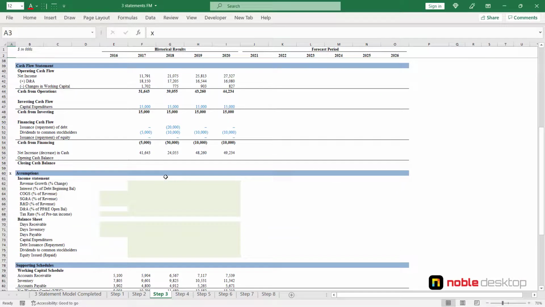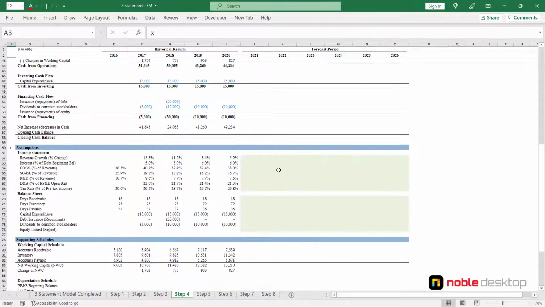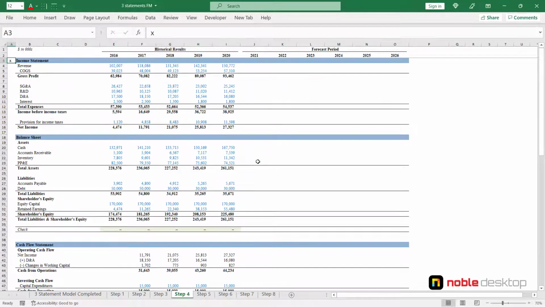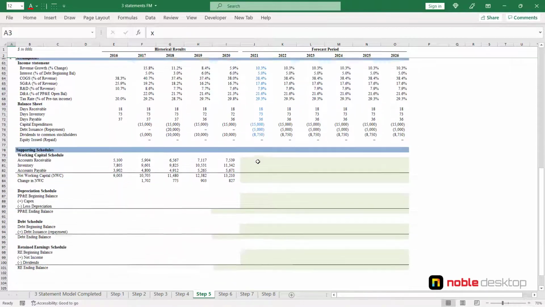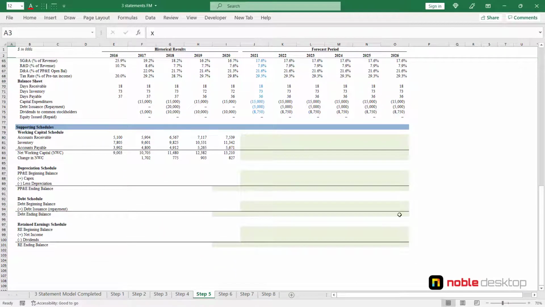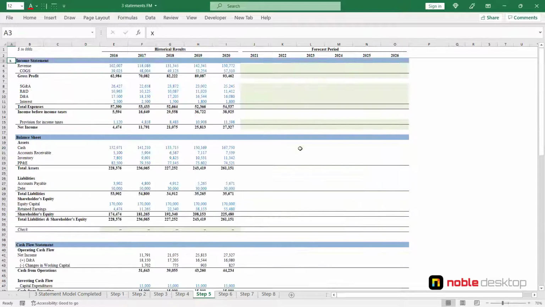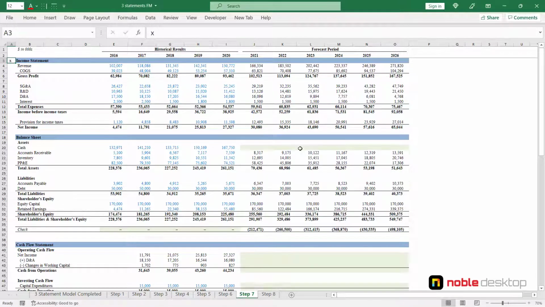After that, you would build some assumptions for historical years and then assumptions for projected years. The next step would be to build supporting schedules to complete the income statement, balance sheet, and cash flow statement in the next 3 steps.